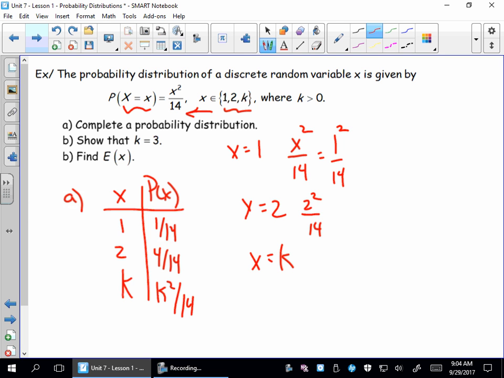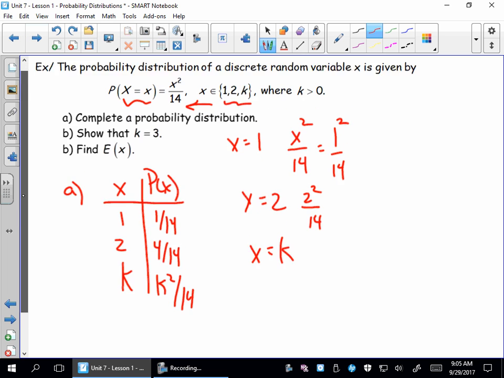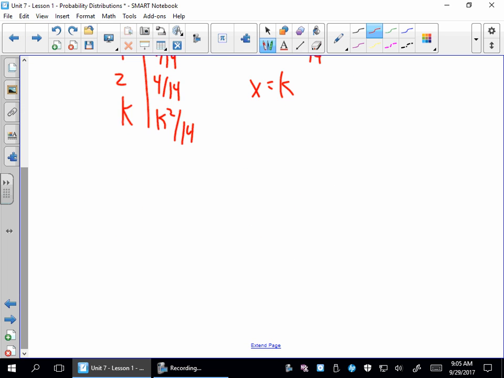Okay. I want to show that k has to be 3. How can I do that? What do I know about distributions? I know that distributions, that probability, has to add up to 1.